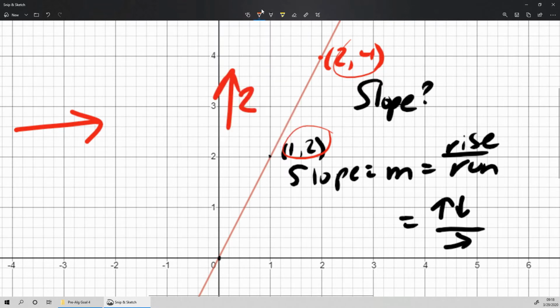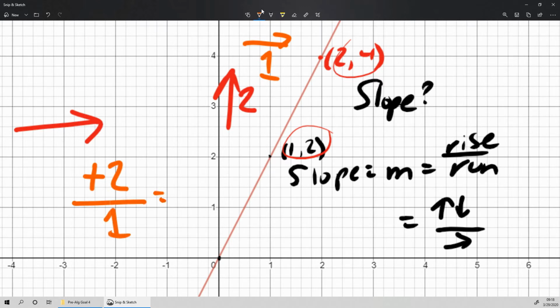And now I'm looking for my run. How far right did I go? Never to the left. Well, I went right 1 space. So my slope would be a positive 2, because I went up 2 over 1, or just 2.